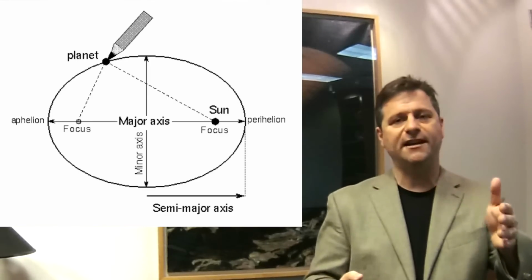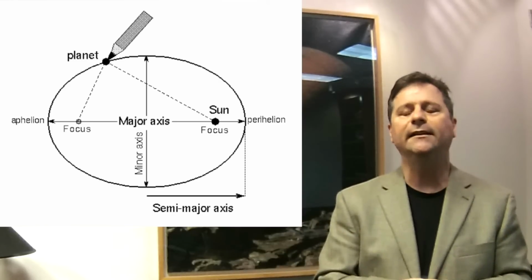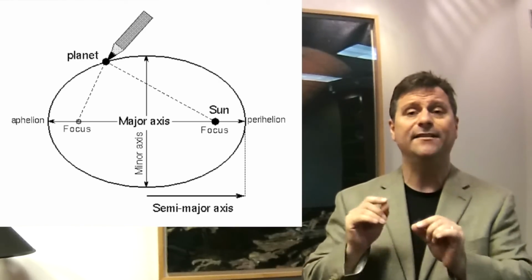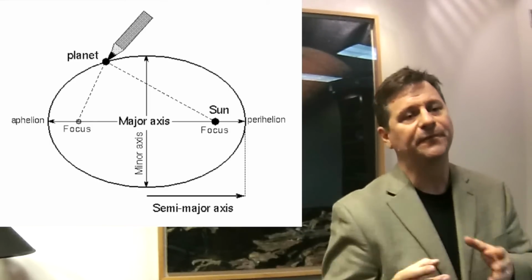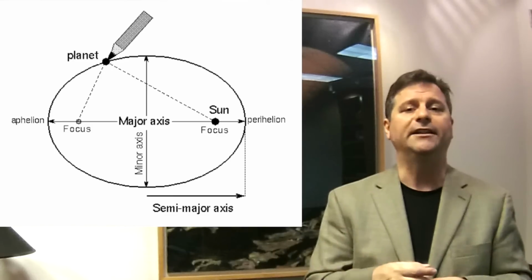When a planet is nearest the sun, we call that perihelion. When it's farthest from the sun, we call that aphelion. And the average distance between the sun and the planet along the ellipse, we call that the semi-major axis. So the semi-major axis is simply the average distance between the sun and the planet.